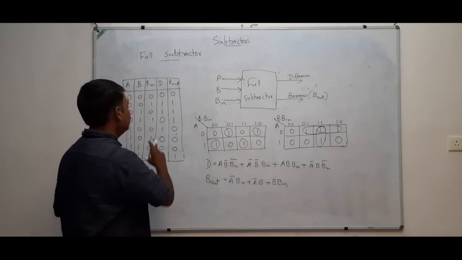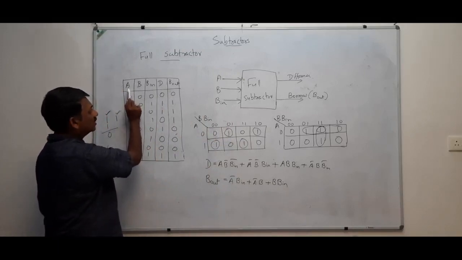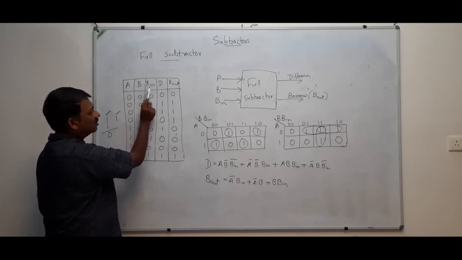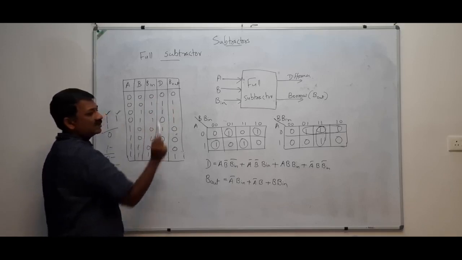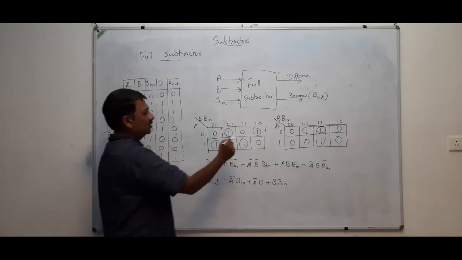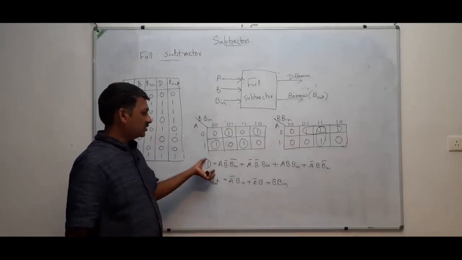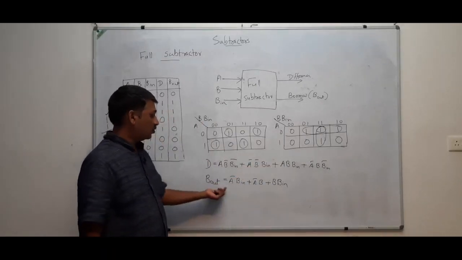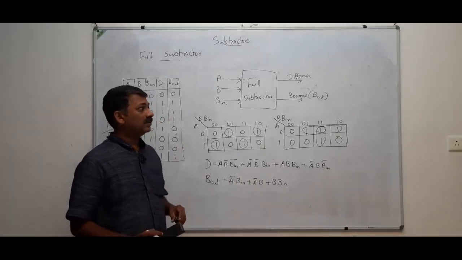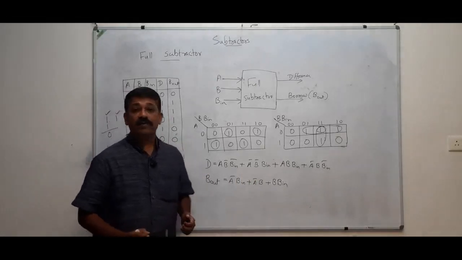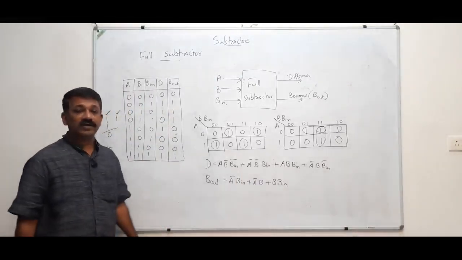That means when you are subtracting, these are the three inputs A, B and this is borrow from the left, this is the difference and this is the borrow. So this is how it can be done, and the difference is this one and borrow is this thing, and with that I am concluding this session, and that is all about subtractors. Thank you.